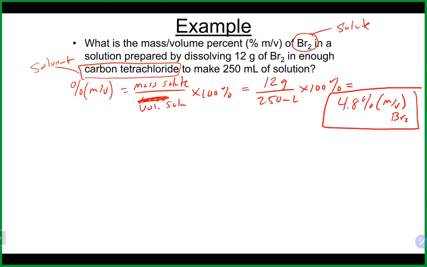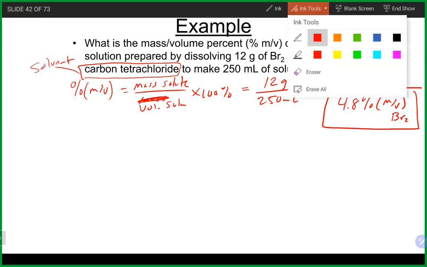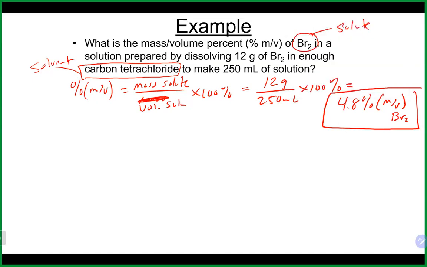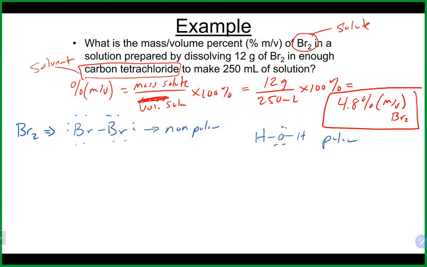So this is an example of where water would be, frankly, a terrible solvent. Water would be a terrible solvent because Br2, is it polar or non-polar? Br2 is non-polar, right? And that means if you try to put water there as your solvent, which is polar, those two things are not going to mix. So this is a reason why water would not be a great solvent in this case.